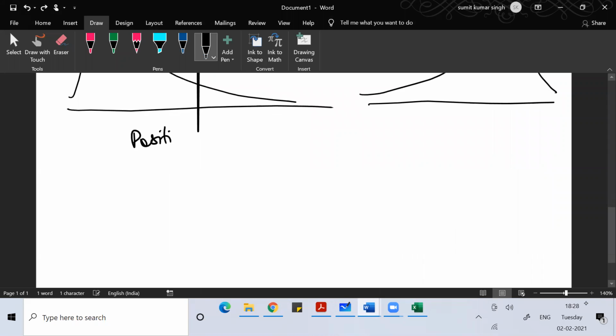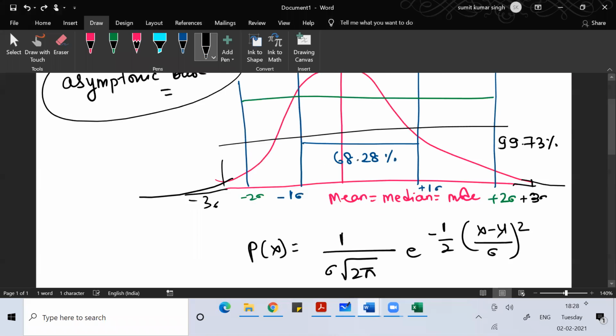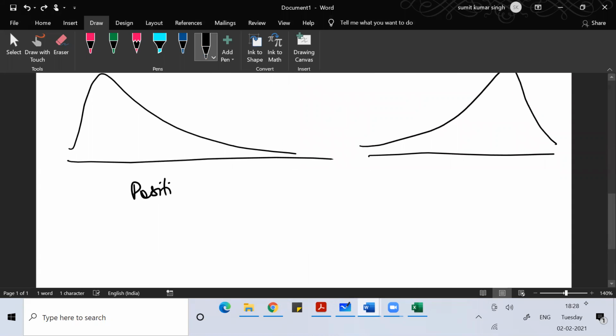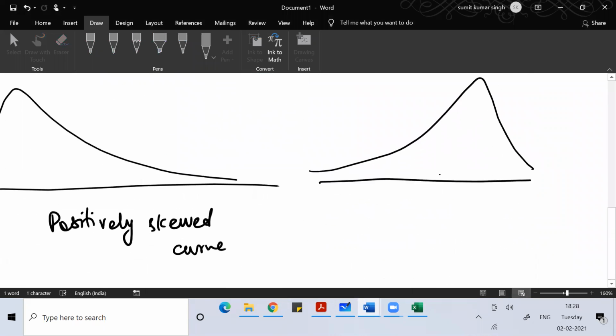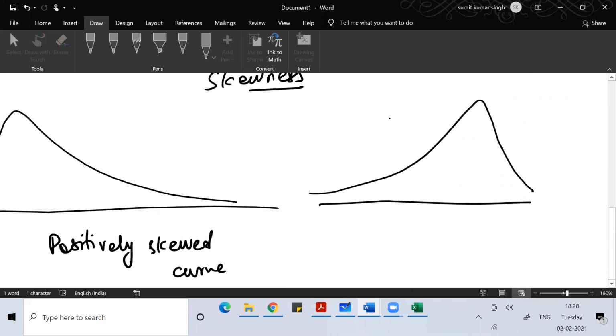This is called a positively skewed curve. And this is called a negatively skewed curve.